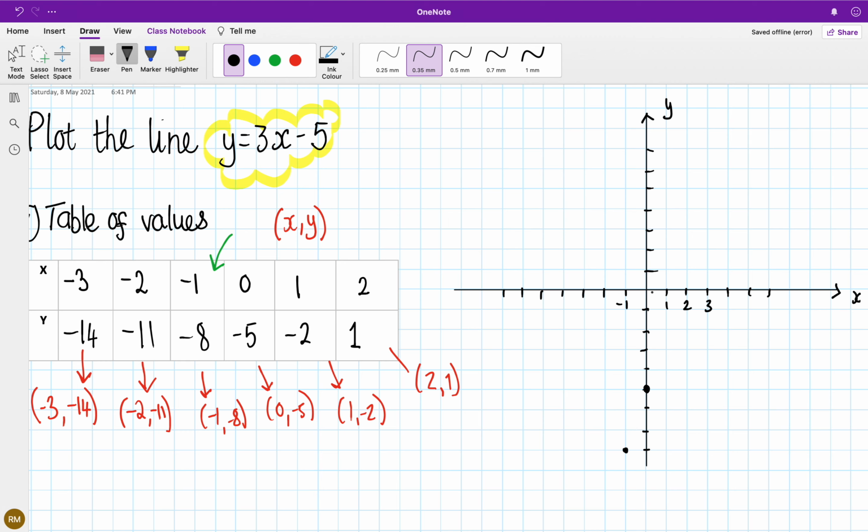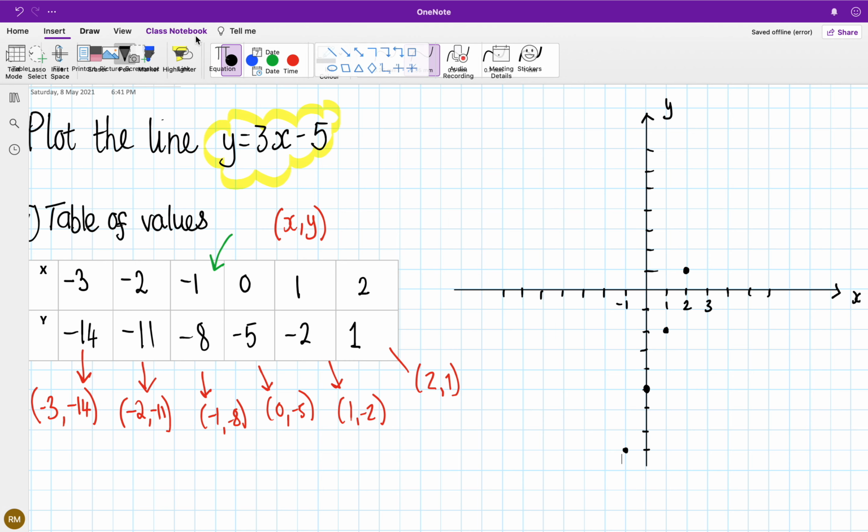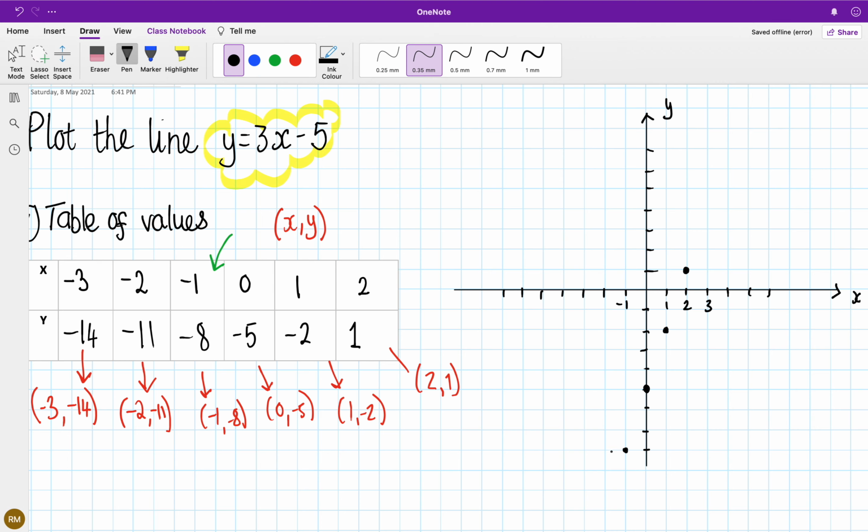1, -2, now we're in the positive x, so 1, -2 is here. 2, 1, 2 in the x, and 1 positive on the y is over here. Now that is enough points for me to draw a straight line. So you need to get yourself a ruler and join up these points.